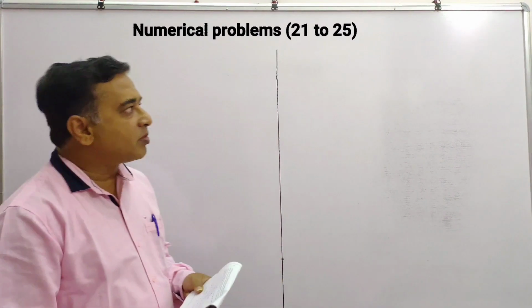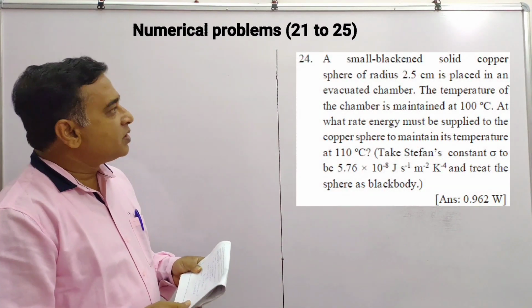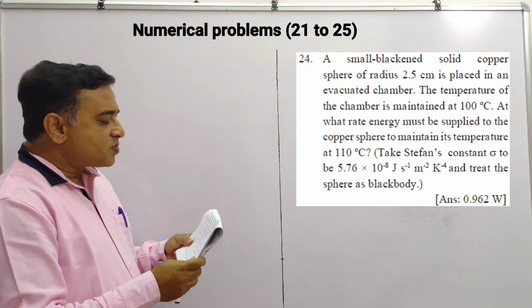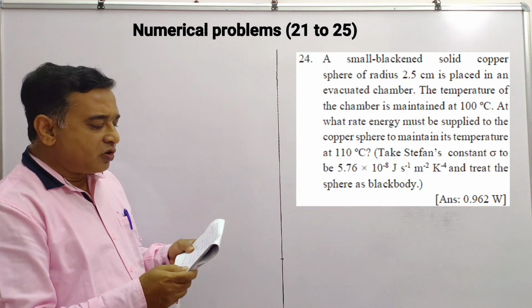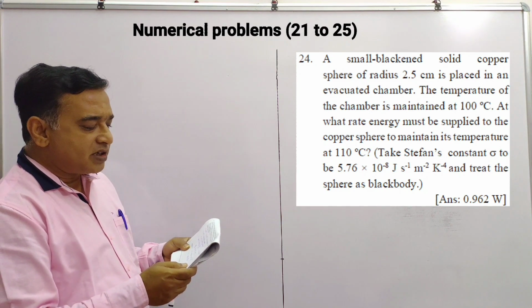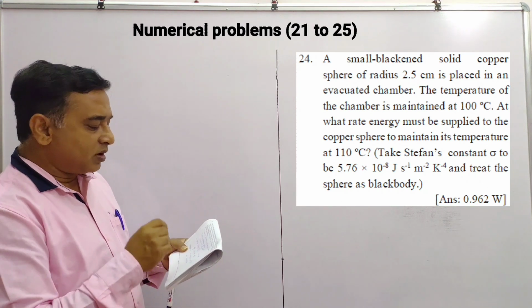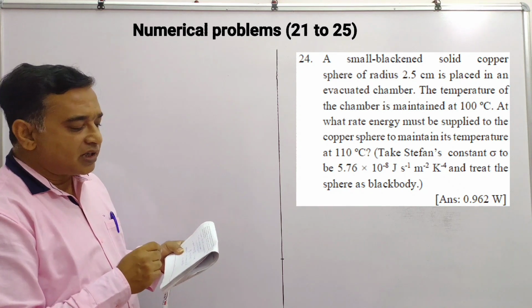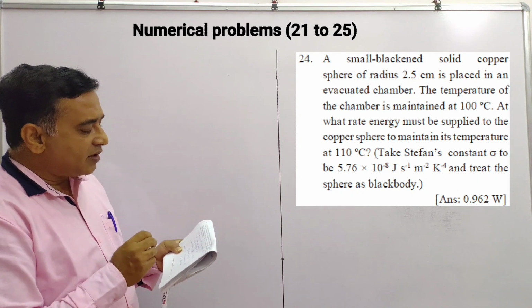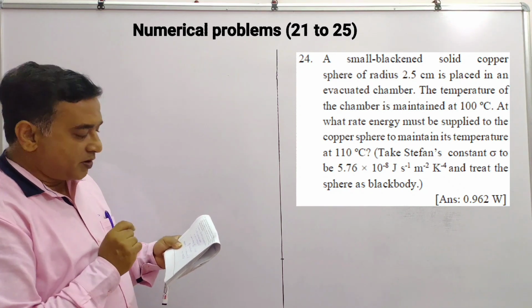Now let us start with problem number 24. Here is the problem before you. A small blackened solid copper sphere of radius 2.5 centimeter is placed in an evacuated chamber. The temperature of the chamber is maintained at 100 degrees Celsius. At what rate must energy be supplied to the copper?